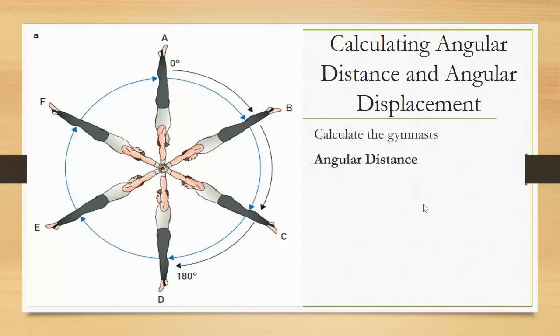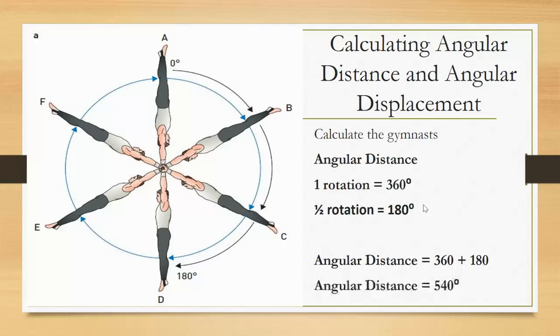So, angular distance: if one rotation is 360 degrees, we're saying that they did 1.5 rotations, so a half of a rotation is 180 degrees. So, simply add those two numbers together, and we get an angular distance of 540 degrees.